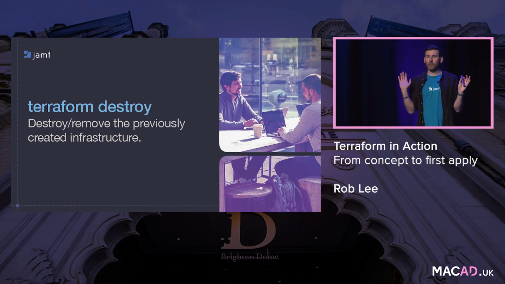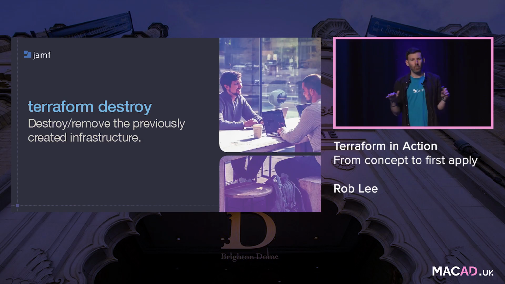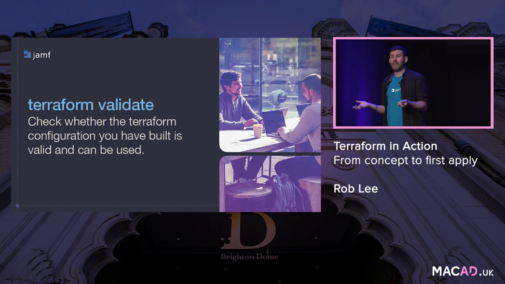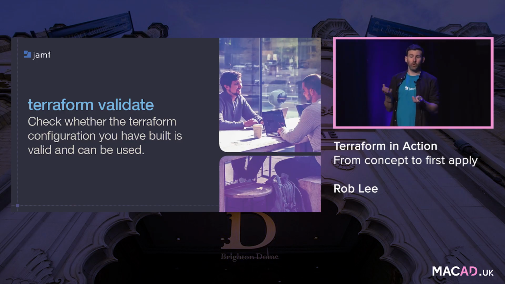Destroy. I don't need this stuff anymore. Maybe I was testing something out in a sandbox or something else. I don't want any of the things that were configured. Tear it all down and start again. I'll do a destroy command. Validate does what it says on the tin here. It's going to check my code. It's going to make sure it's valid and can actually be executed. So if I'm not sure or I've got an error when I run it, I can run a validate and maybe get some feedback as to what's wrong with my configuration.